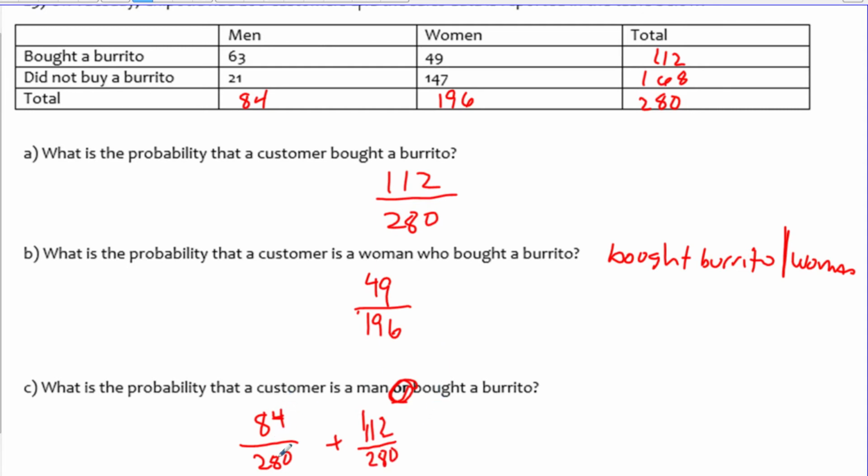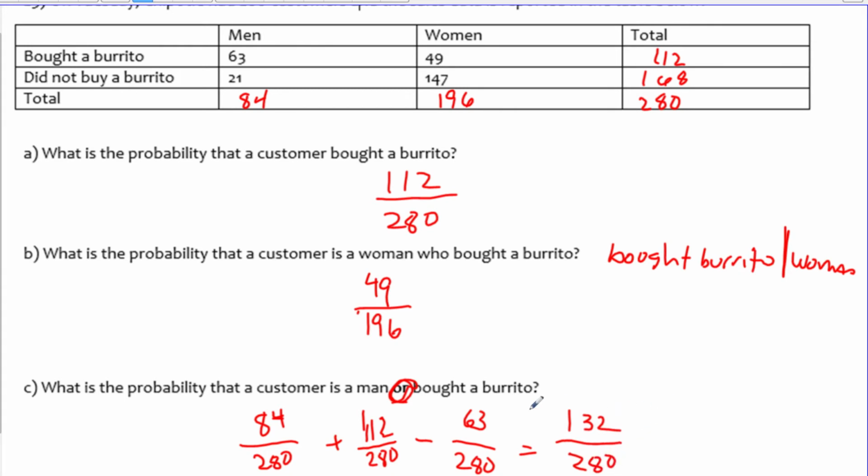So let's recap that. All the men out of 280, all of the people that bought a burrito out of 280, but there was a group of men, which when we look at our column, there were 63 men that bought a burrito. So I counted those 63 men as a part of men, but then I also counted those 63 men again when I was talking about people that bought a burrito. So now I need to subtract off those 63 because I accidentally double counted them, and I don't want to do that. And so we're going to say 84 plus 112 minus 63 would be the same as 112 plus 21, right, which would be 132 out of 280 people.